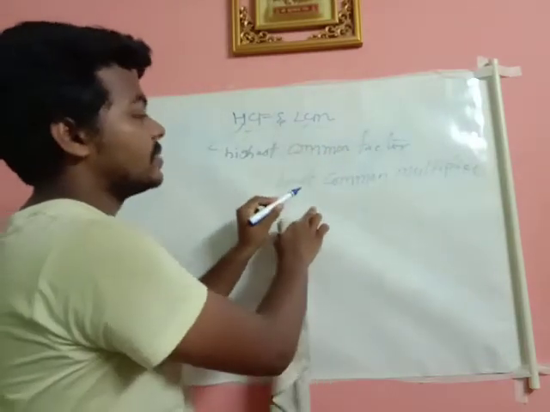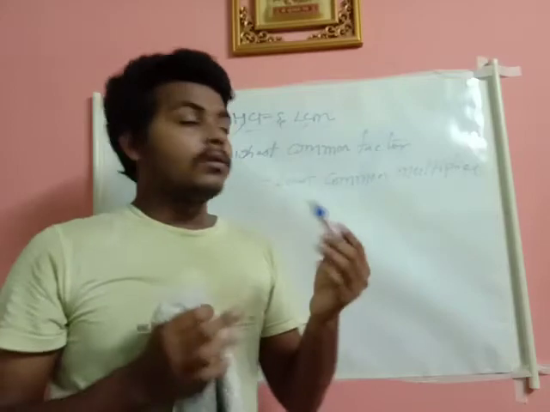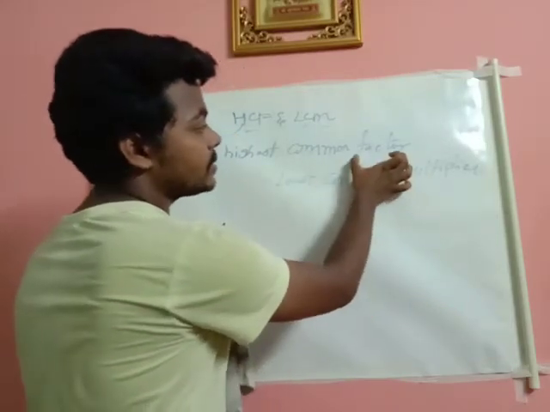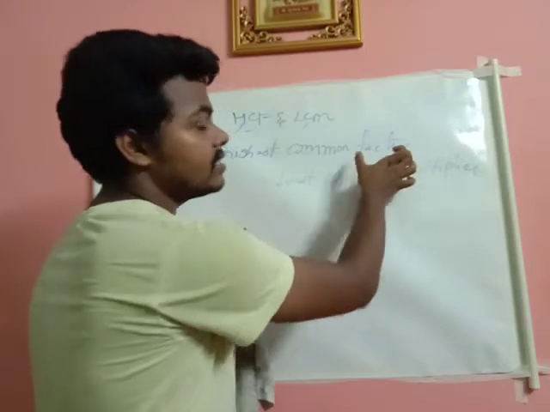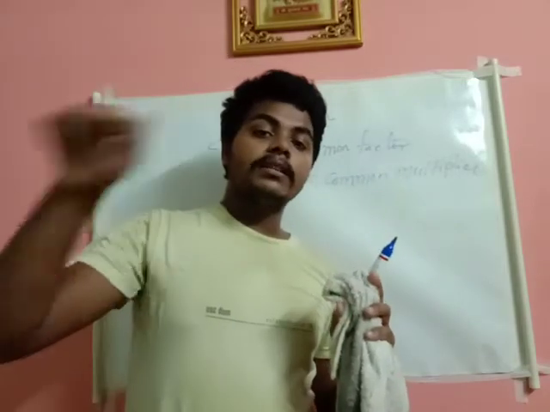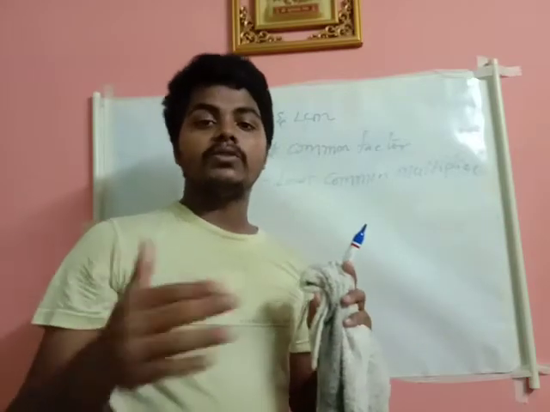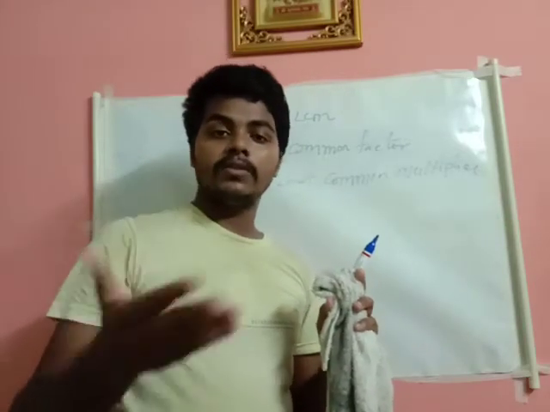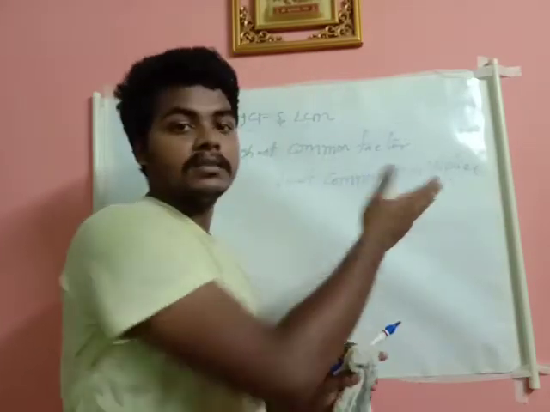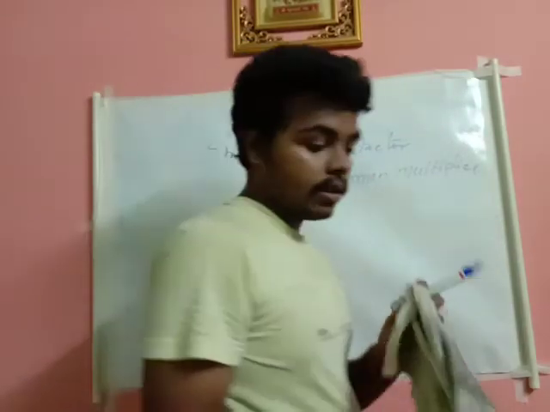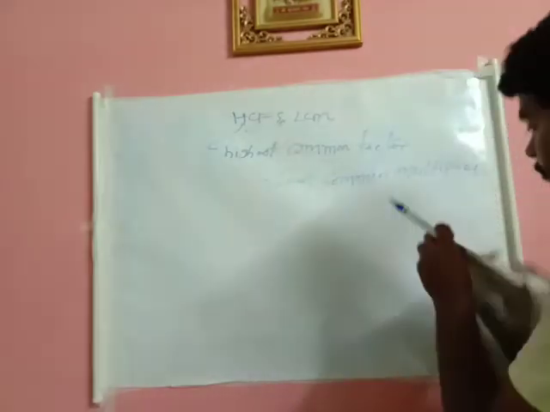Now coming to the LCM, least common multiple. What is the difference between a factor and a multiple? A factor is a number by which the given number is divisible. Multiples are like 2 ones are 2, 2 twos are 4, 2 threes are 6. These all come under multiples. Initially I'll take one question, then you will be able to recall this.